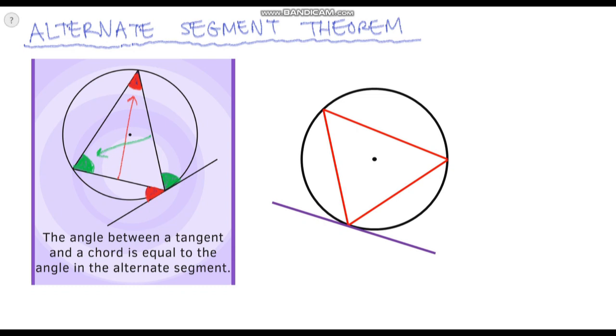So, as always, I'm going to draw in my radii. So, there's one of them, and then there's my other one. So I'm just going to connect one from the center to each vertex. There we go. And now let's do a bit of labeling.